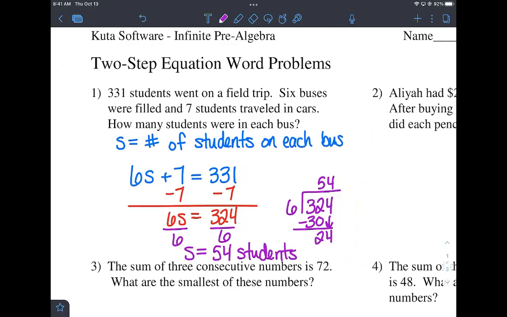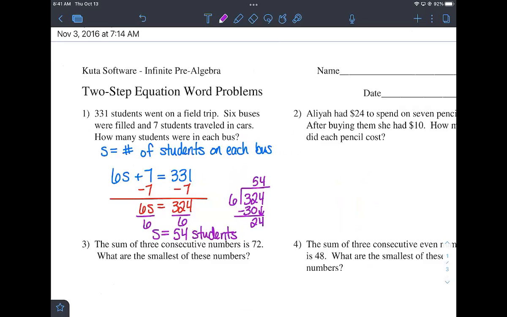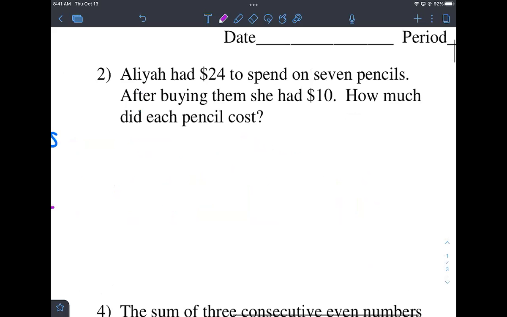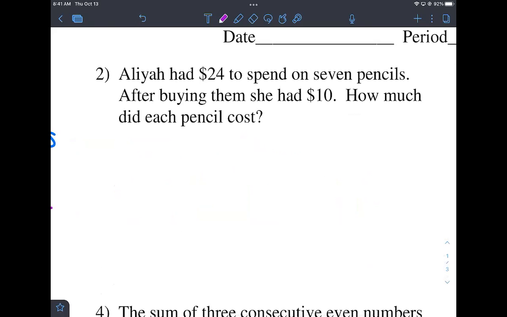Number 2. We're 1/8 the way through this worksheet, or 12.5% done. Aaliyah had $24 to spend on 7 pencils. After buying them, she has $10. Those are expensive pencils, too expensive. How much should each pencil cost?